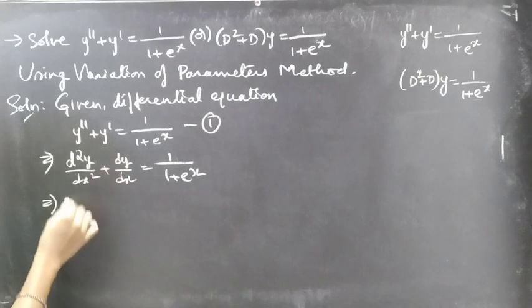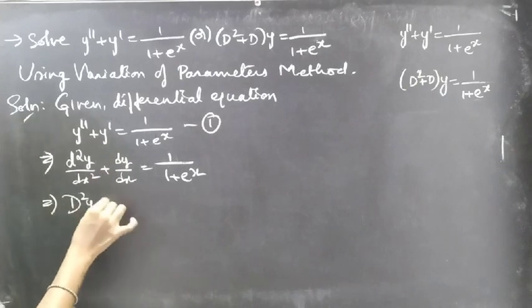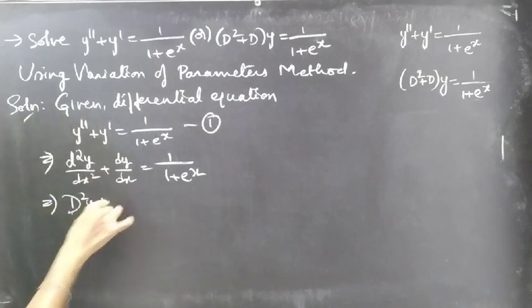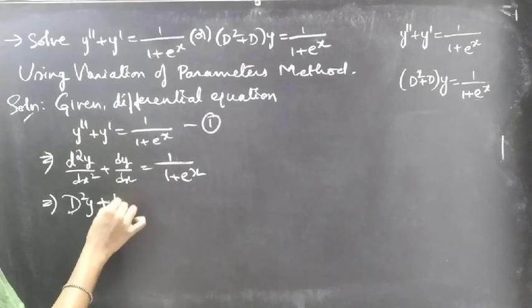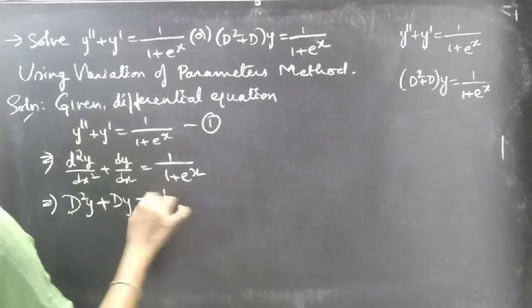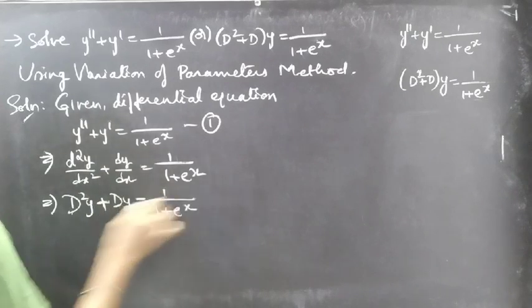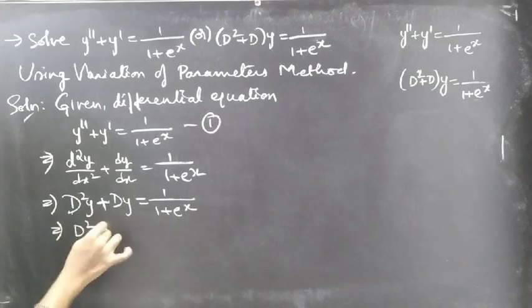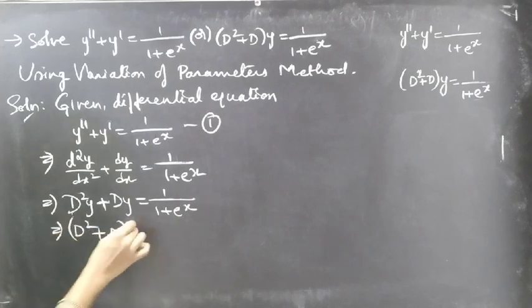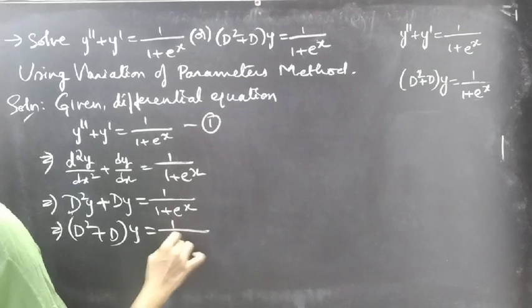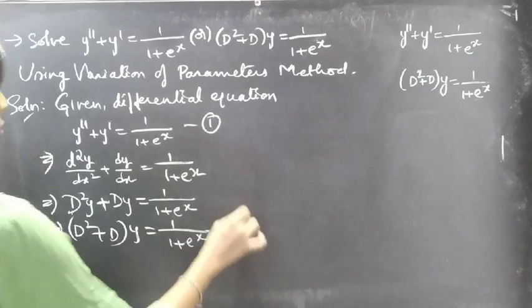Now write d square y by dx square as capital D square y, using the differential operator D, plus dy by dx can be written as Dy, equal to 1 by 1 plus e power x. Now take y common from the two terms of LHS, we'll get D square plus D of y equal to 1 by 1 plus e power x. Consider it as equation 2, which is in operator form.